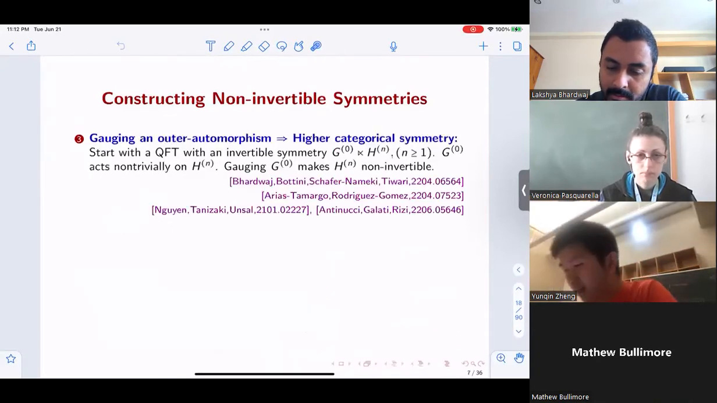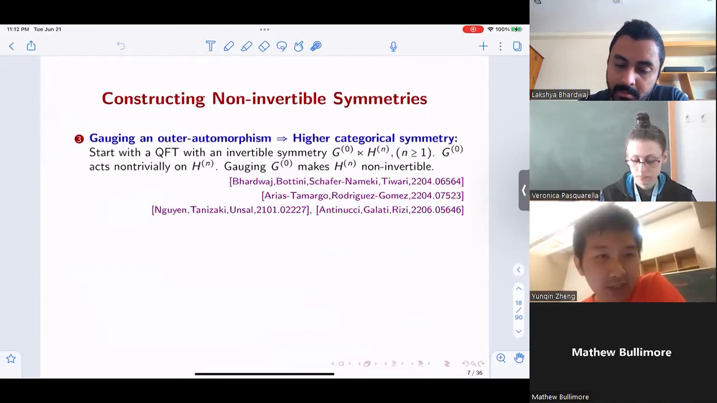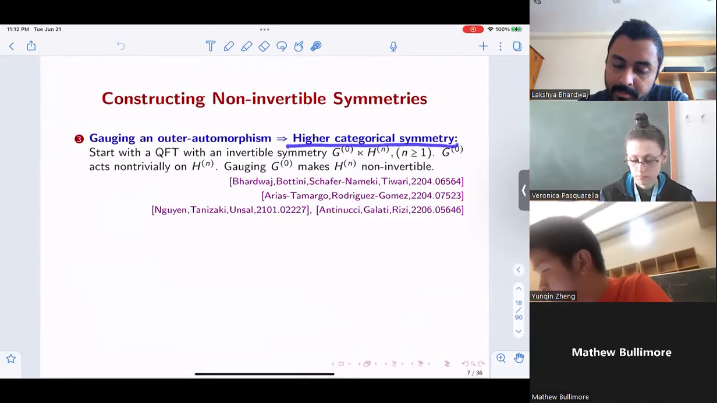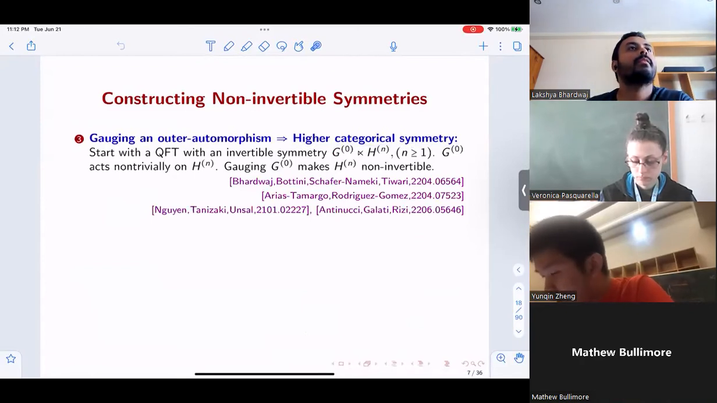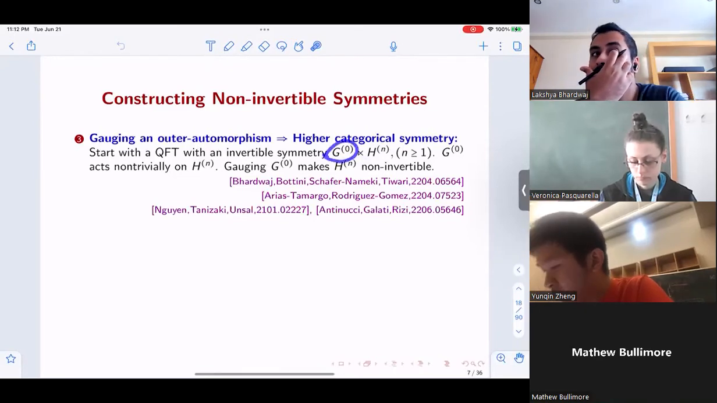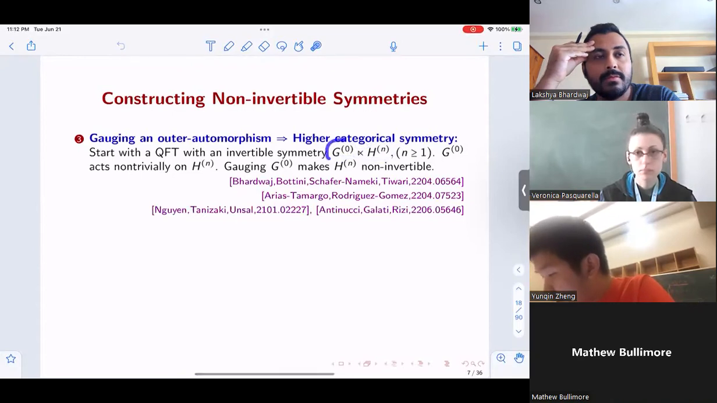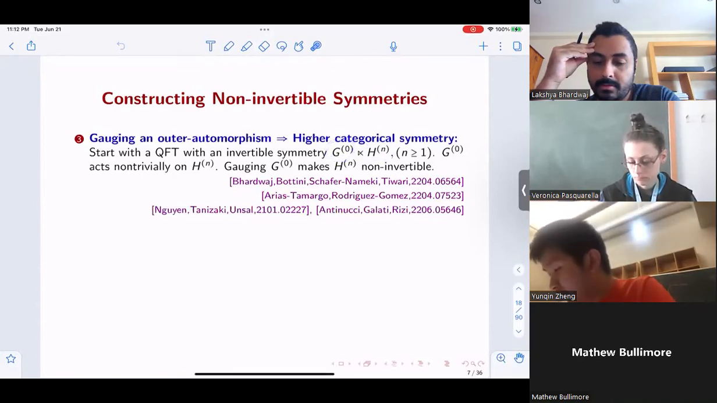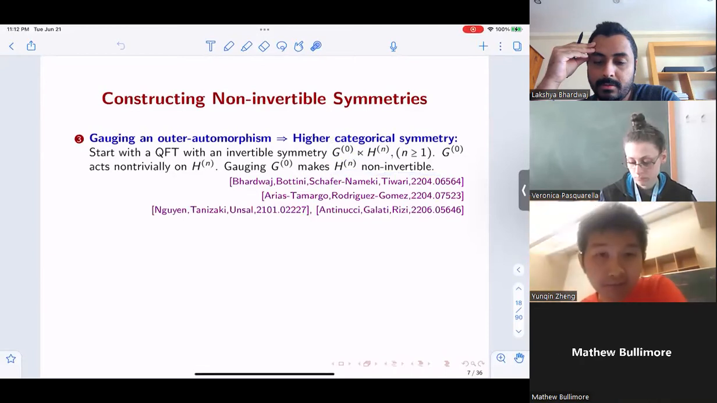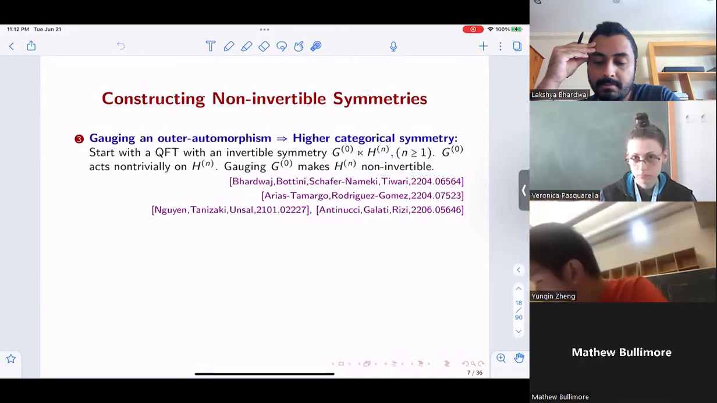And there is the third option, which is gauging outer automorphism. This will lead to a higher categorical symmetry. To be more concrete, we start with the QFT with an invertible symmetry, and the invertible symmetry contains a zero form part and a higher form part. The zero form part acts non-trivially on the higher form part. Then if we gauge the zero form symmetry, in the gauged theory, the higher form symmetry will become non-invertible. This has been nicely discussed in this paper, especially in higher dimensions.